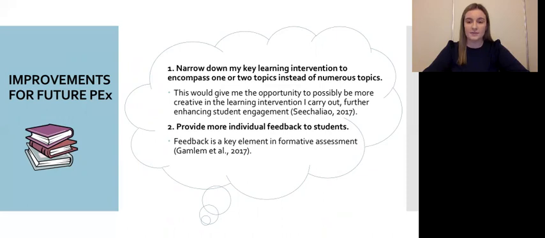Also in future placements, I will provide more individual feedback to students. Feedback is a key element in formative assessment.